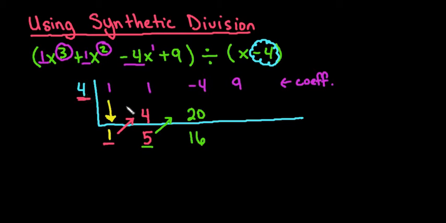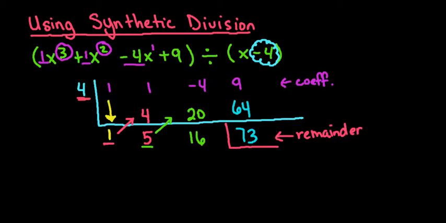We're just simply dividing. So then I would do 4 times 16, which is 64. And add the last two. 9 plus 64 gives me 73. This last part right here is always going to be the remainder. So this one is not a factor because it has a remainder of 73.